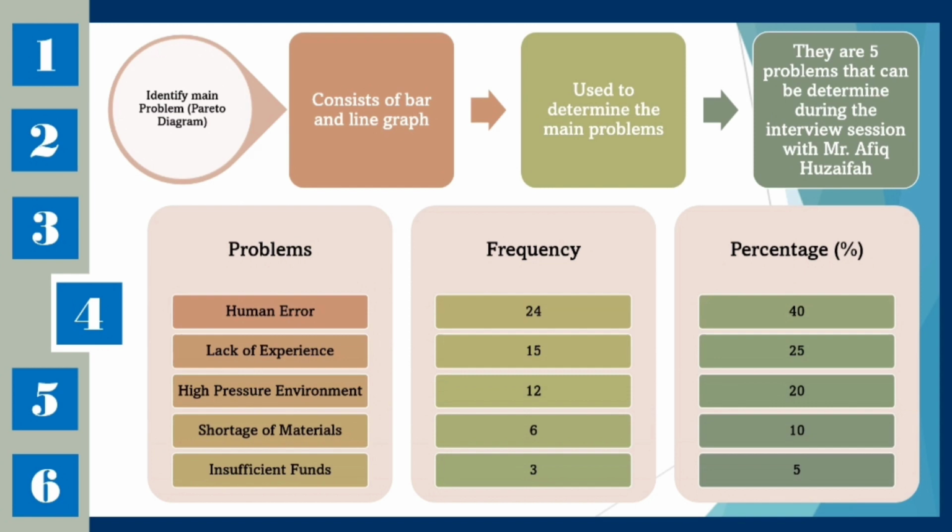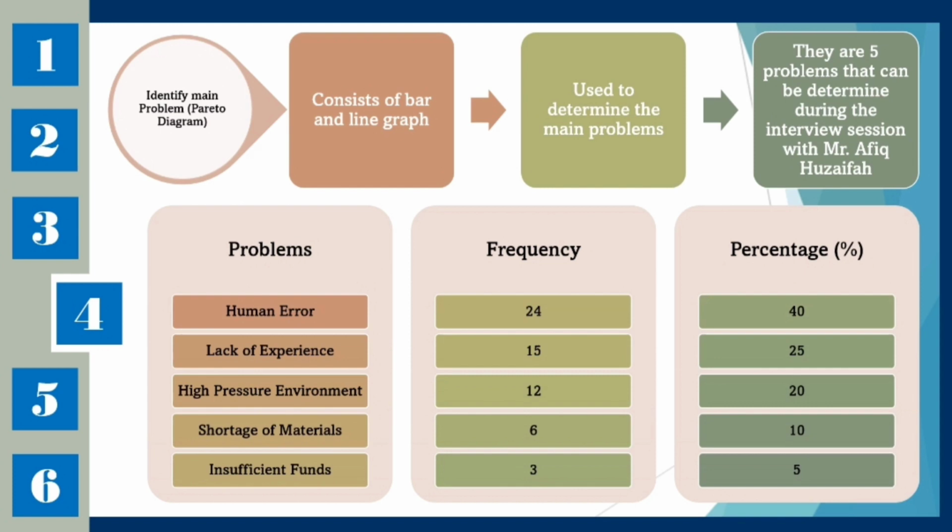So, the first problem is human error, with 24 frequency and 40% of percentage from 60 respondents. Human error is the main problem that can slow the process in Jabil company. The second problem is lack of experience with 15 frequency and 25% of percentage. And number 3 is high pressure environment with 12 frequency and 20% of percentage.